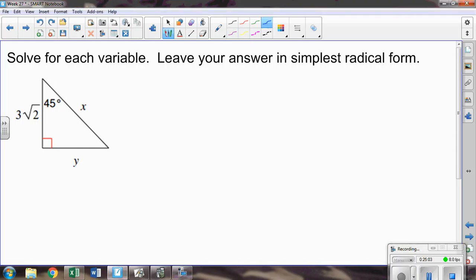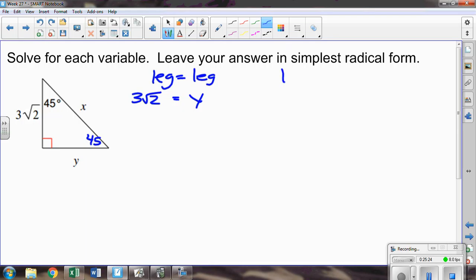So we have a 45, 45, 90, which tells us leg equals leg. So square root of 3 times the square root of 2 equals y. Leg equals leg. Awesome, got that one instantly.